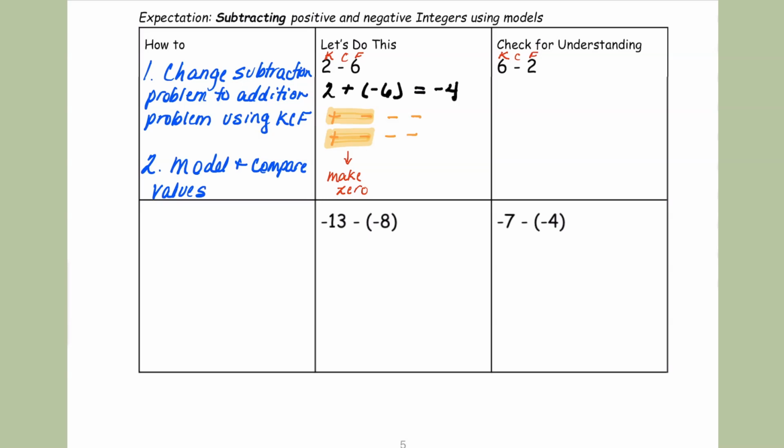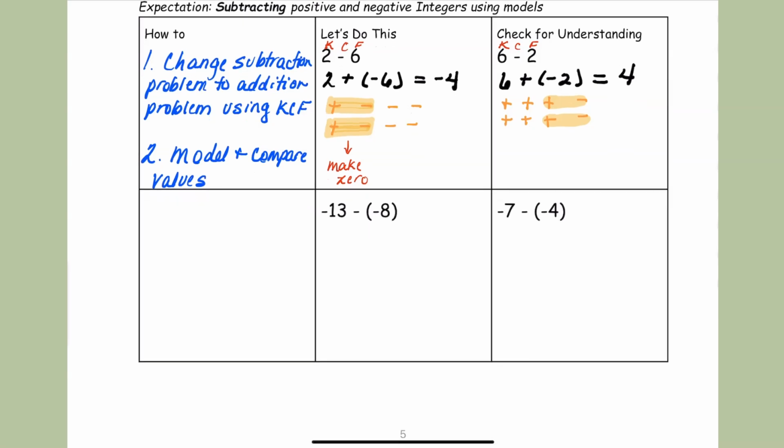Let's jump right back in. Keep, change, flip. We keep that 6 exactly the same. We change the subtraction to an addition, and we change that positive 2 to a negative 2. So now let's follow step number 2 and model it out. I have a positive 6, so that means I draw 6 positive markers. To that, I'm going to add 2 negatives. Now remember, a positive and a negative cancel out, and what am I left with here? I'm left with 4 positives. That positive and negative that cancels out, those cancel out to 0, so I don't have to worry about those. And here I have more positives than I have negatives.